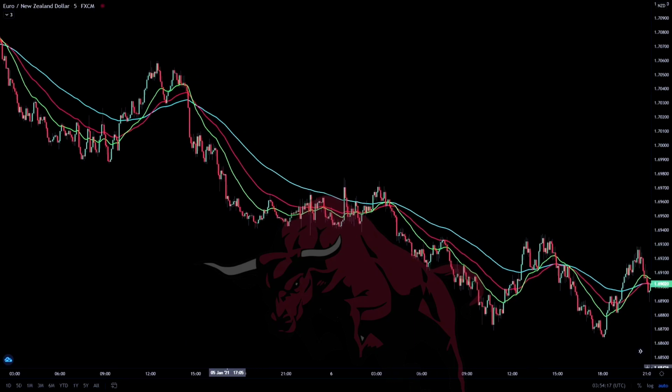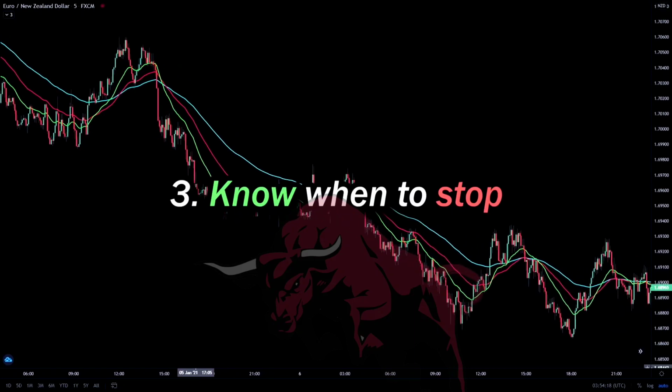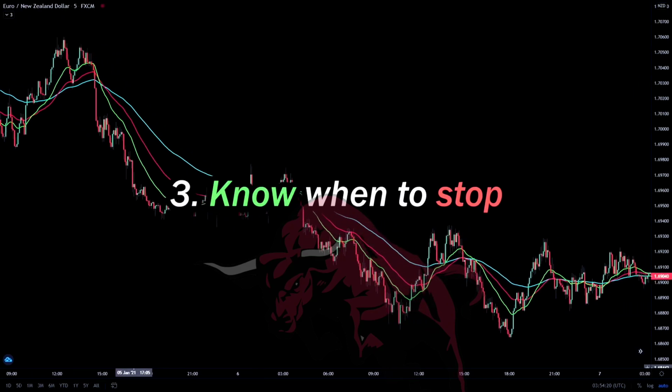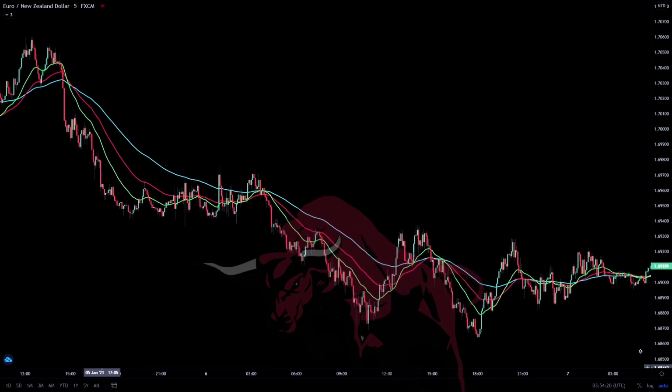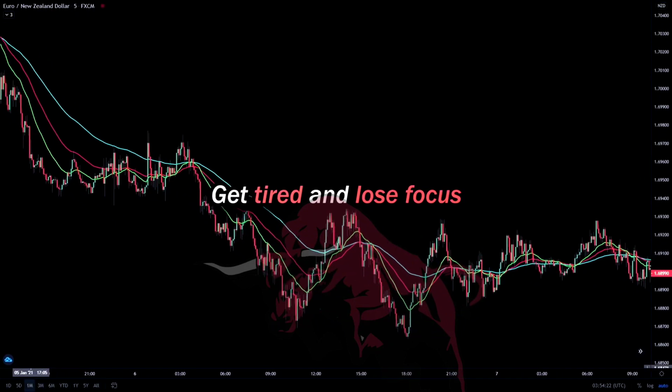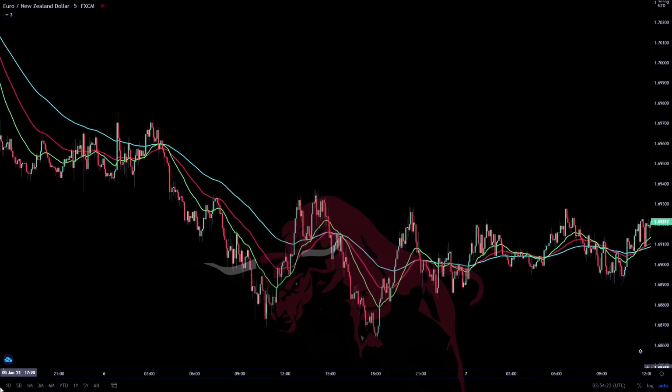The third tip is knowing when to stop trading. When you're scalping, you can easily find yourself trading for hours and hours, and over time, you will get tired and lose focus. So it's very important to know when to take a break. You don't have to worry about missing entry signals because there will always be other opportunities in the market.